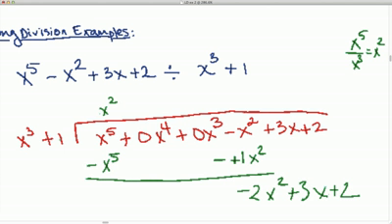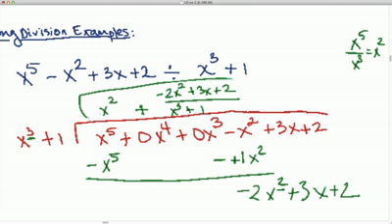So how do I know it's the remainder? The degree of this dividend that's left over is smaller than the divisor. So we would then do a negative 2x squared plus 3x plus 2 over the divisor. You're actually done with this problem.